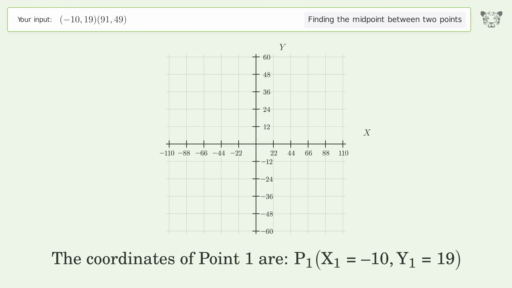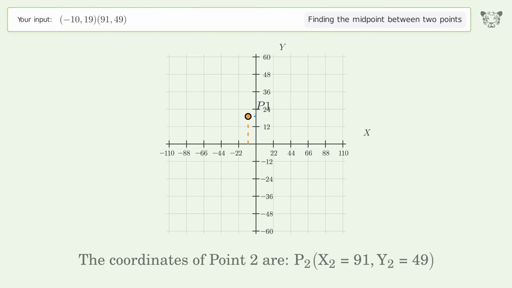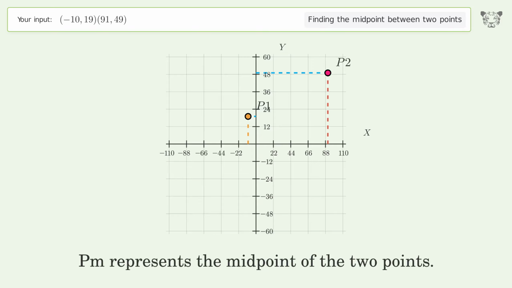The coordinates of point 1 are x1 equals -10, y1 equals 19. The coordinates of point 2 are x2 equals 91, y2 equals 49. PM represents the midpoint of the 2 points.